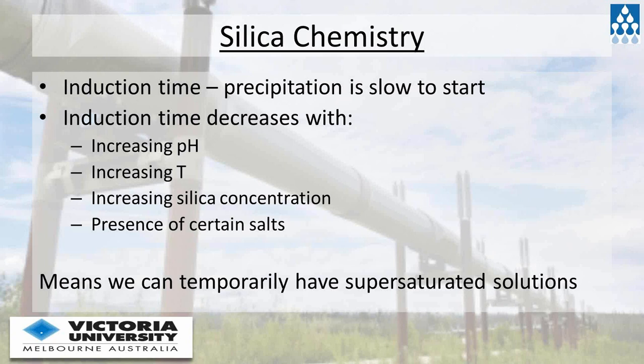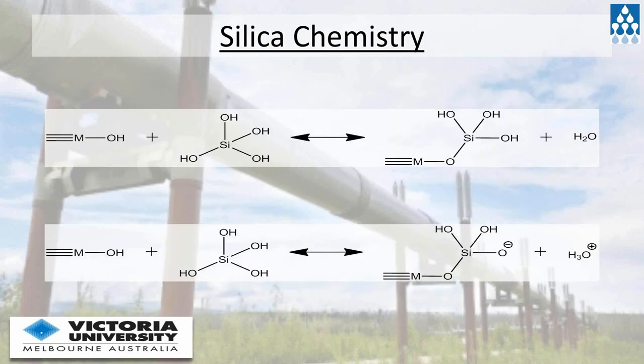So things like, from memory, calcium and magnesium will decrease the induction time, but there are other compounds too. From memory, the chlorides will increase the induction time, whereas carbonates will decrease it. And this is where some of the chemistry becomes complicated, because you wouldn't expect the anions of the solution to be interfering with other anions in the solution. But the important thing to take away from this is that we can temporarily have supersaturated solutions.